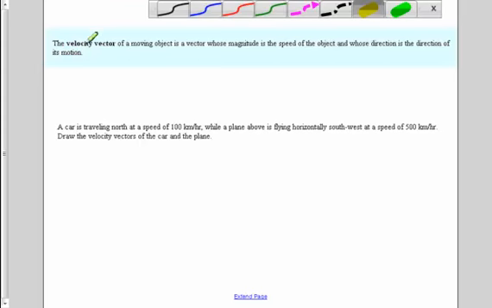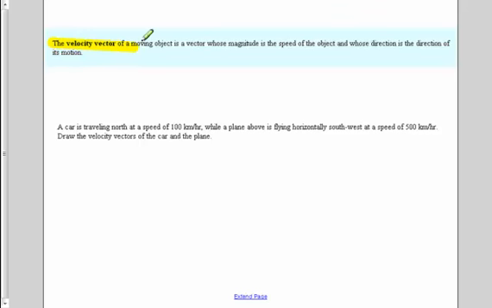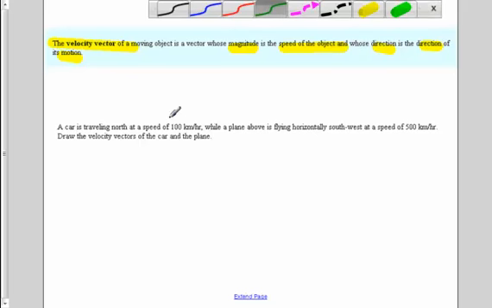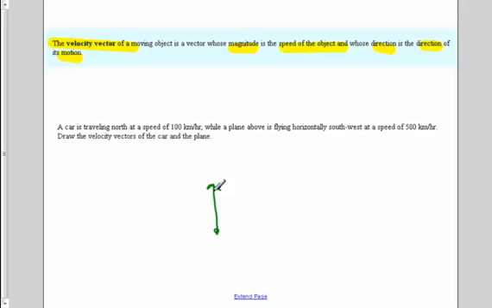Okay, let's talk about another important vector, and this is the velocity vector. The velocity vector is talking about the magnitude, which is the speed of the object, and the direction, which is the direction of its motion. So let's think about an example here. We've got a car that's traveling north at a speed of 100 kilometers per hour. So we could represent that with a vector like that. It's going north if we define north, east, south, west as typical, and it's 100. So this length is representing 100.